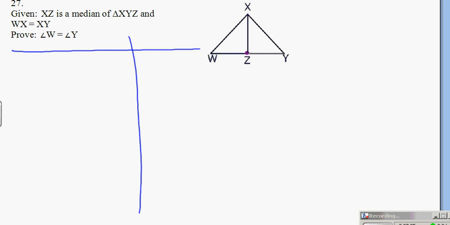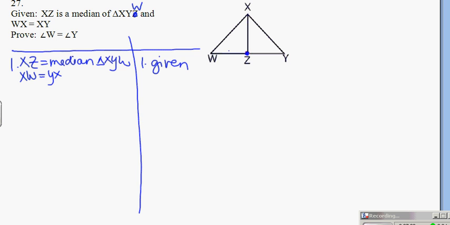Now, median is an old definition. That's from Unit 2. And the definition of median of a triangle, and this is a typo, I apologize. XZ is the median of triangle XYW, and XW equals YX. That's the given. The definition of median is that it intersects in the midpoint of that side. And so I'm going to go ahead and say that WZ is equal to YZ by definition of median.